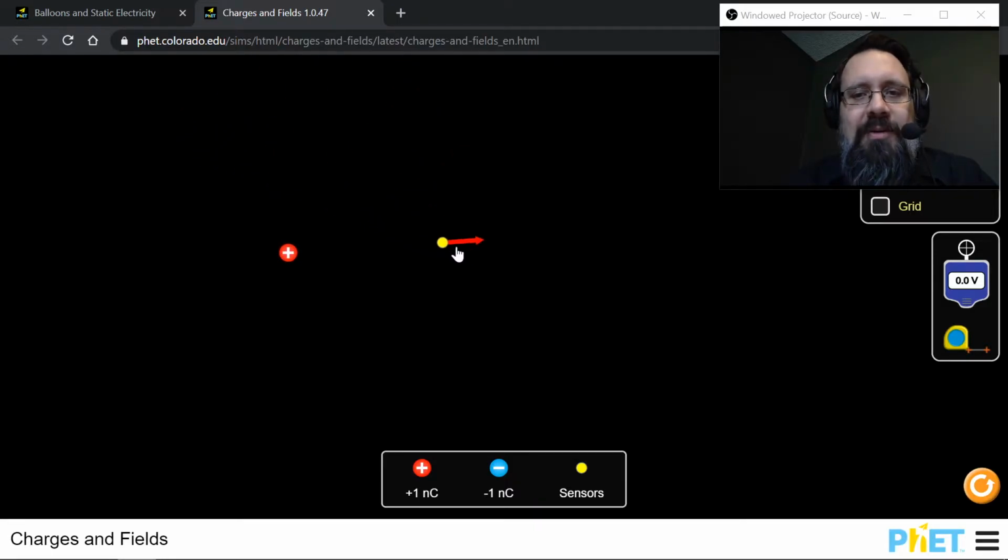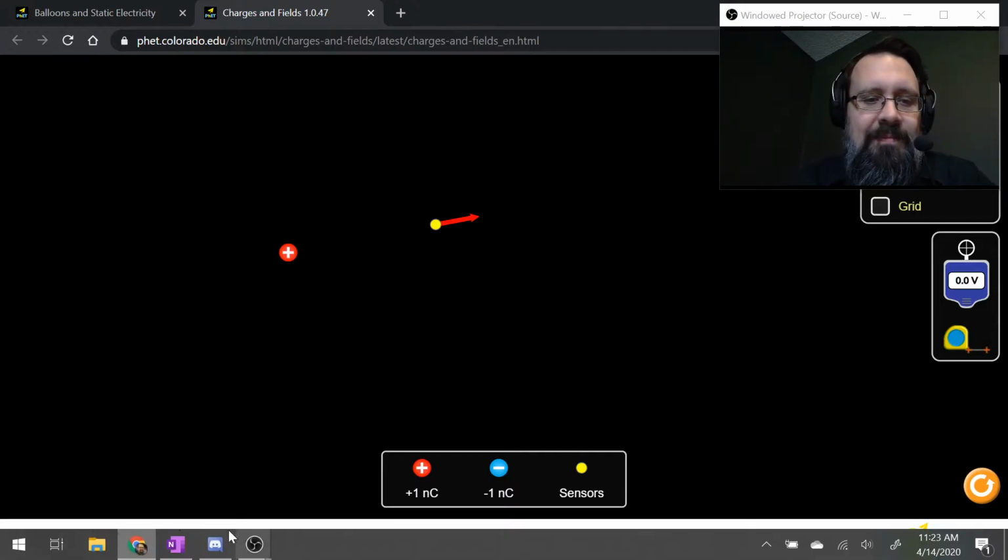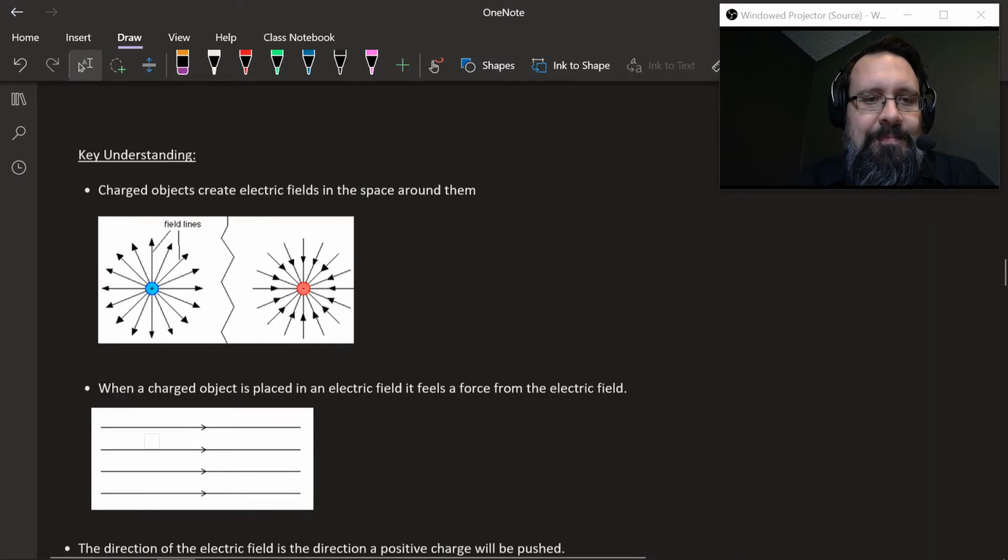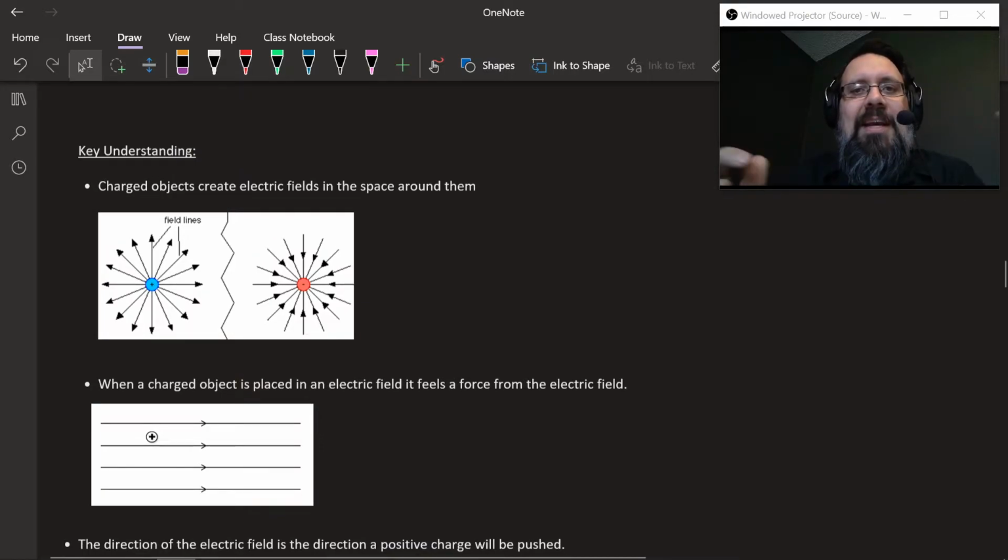What we want to do is capture some description of this influence that this charge has on the space around it. And the way we do that is with the concept of an electric field. So the idea is that charged objects create electric fields in the space around them. And so if another charge enters the field, it's going to feel a force from the field.